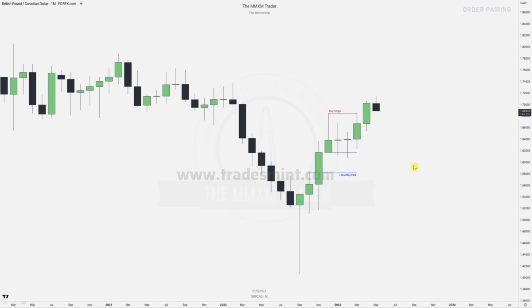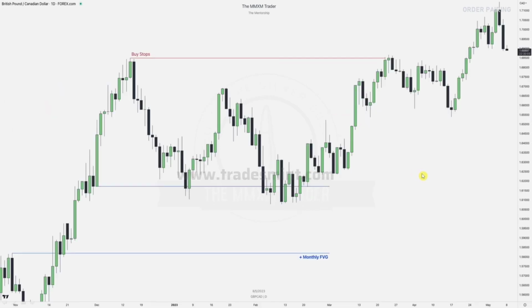So let's zoom in a little bit more. Here we have a daily structure and we have those monthly levels annotated also. We have this monthly fair value gap down here, and then the buy stops also on that monthly time frame. Now looking at that daily structure, where do we want to see the order pairing happening?